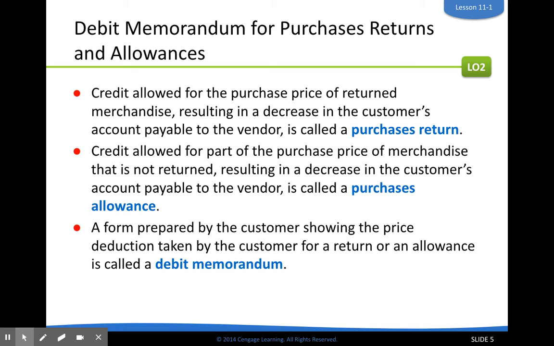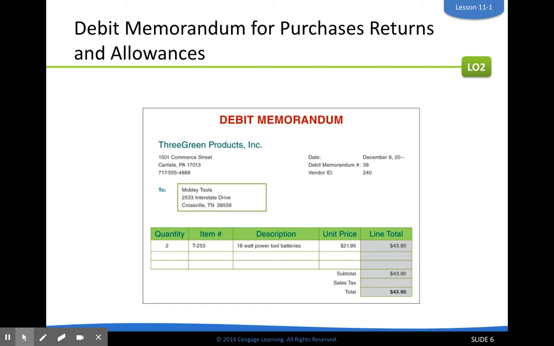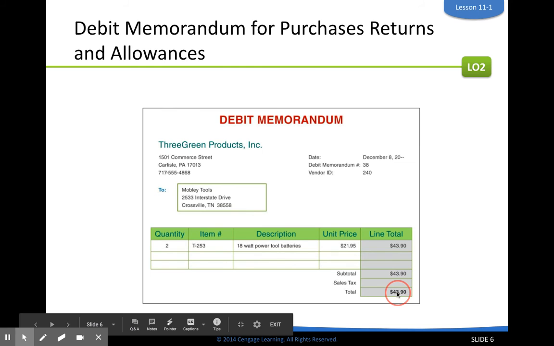So when we purchase on account, so we have an accounts payable to a vendor, and then we make a return. So when this happens, we'll get something called a debit memorandum. This shows the price deduction that we will receive when we make a return. So an example of that is this debit memorandum right here. So we are returning 2 batteries, and the cost is $43.90. So we need to debit our accounts payable Mobley Tools by $43.90.